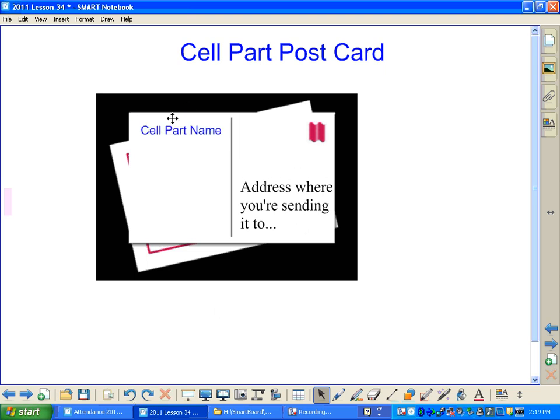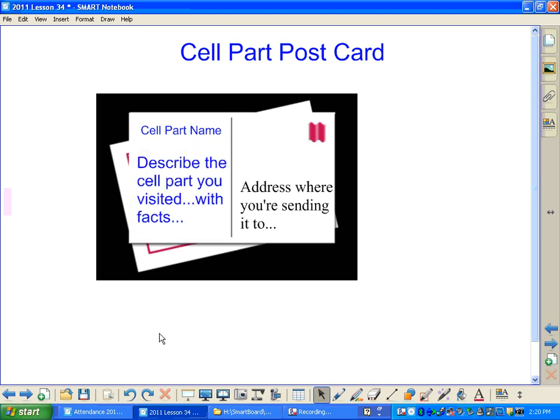On the left side of the line, at the top of the left side, you're going to want to put the name of the cell part you're making the postcard for. In real life, this is where they would have the name of the city or town where you went to visit.